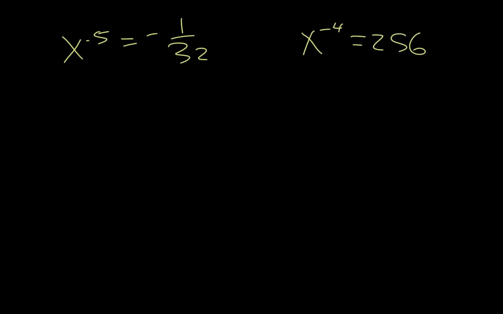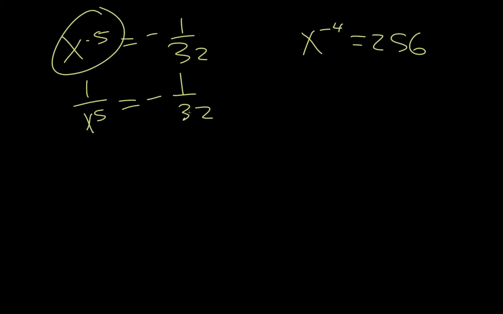Okay, we have one more example. We're on example 4. So x raised to the 5 equals negative 1 over 32. And x to the negative 4 equals 256. So what we need to do is we need to rewrite just this side as 1 over x to the 5th. And this side stays the same.